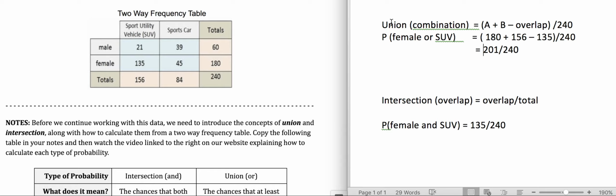So again, our union formula, which means combination, is our probability of one event plus the other event minus their overlap, divided by the total. Our intersection is the overlap divided by the total. Okay, and again, this is all using this table. If I'm not given the frequency table, I can always make the frequency table and then use that in order to answer these questions.